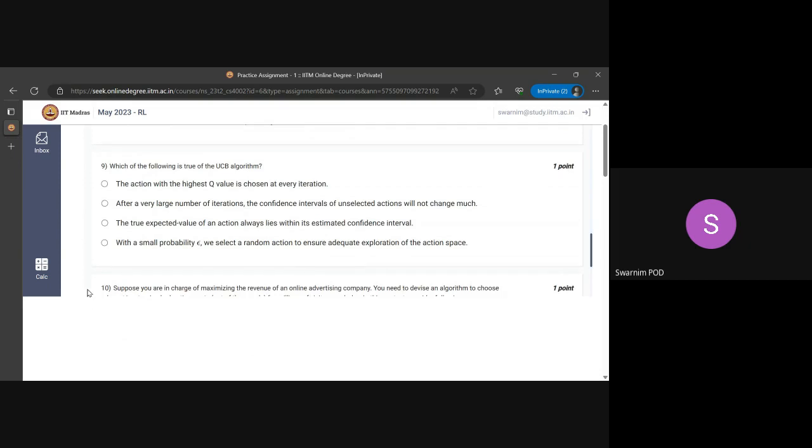Question number 9. Which of the following is true of the UCB algorithm? The action with the highest Q value is chosen at every iteration. After a very large number of iterations, the confidence intervals of unselected actions will not change much. The true expected value of an action always lies within its estimated confidence interval. With a small probability epsilon, we select a random action to ensure adequate exploration of the action space.